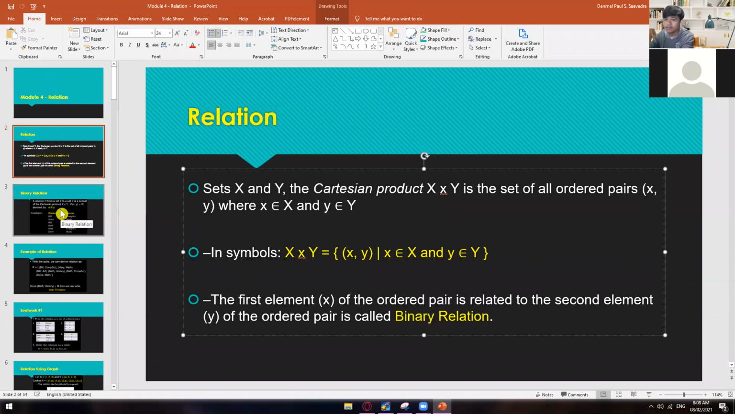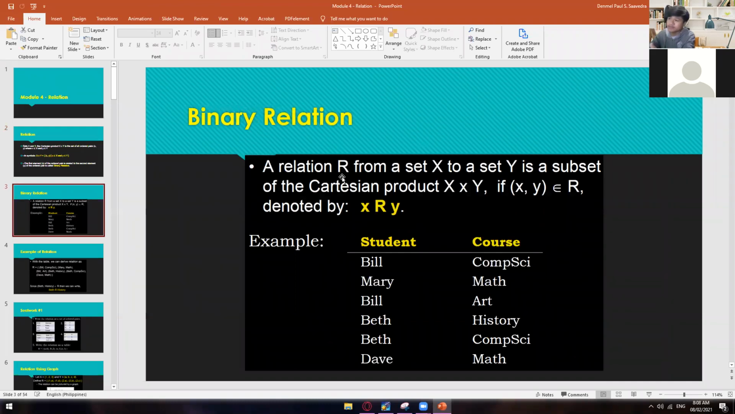All right, so what is this binary relation? A relation R from a set X to a set Y is a subset of the Cartesian product X times Y if the element (x, y) is an element of R. You can denote this as x R y. This x R y is the same as saying (x, y) is an element of R. We're just saying that this (x, y) is in the relation, meaning x is related to y, or x is in relation with y. Meaning we have a certain relation.